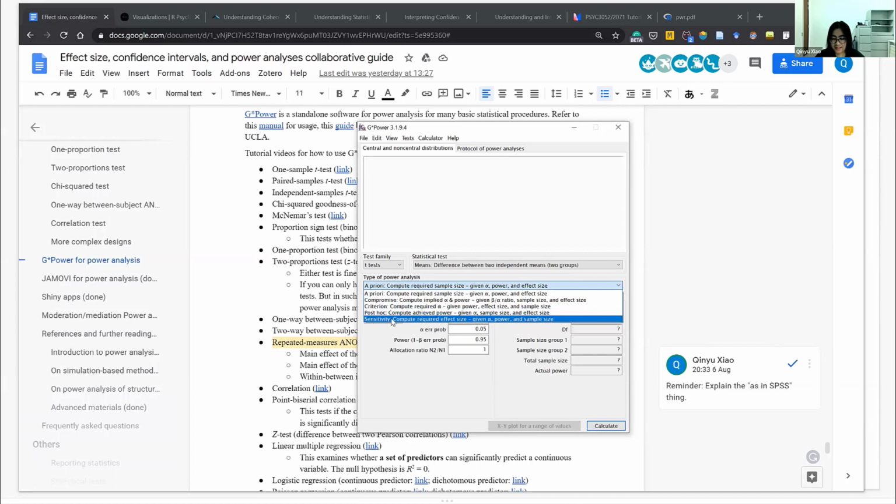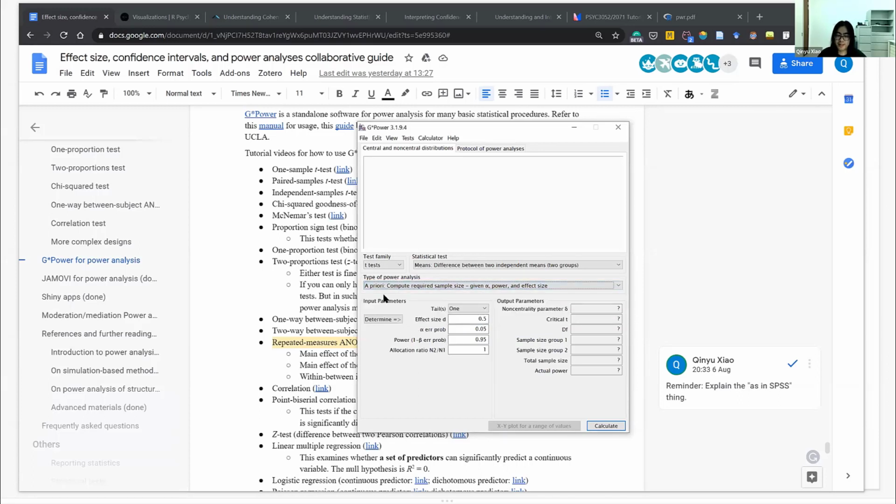For example, sensitivity analysis is the power analysis to determine how powerful, how sensitive our analysis is, based on a certain level of alpha, a certain level of power, and the sample size that's already been determined. So we want to see how small an effect size this particular test and design can detect reliably if we conduct this sensitivity analysis.